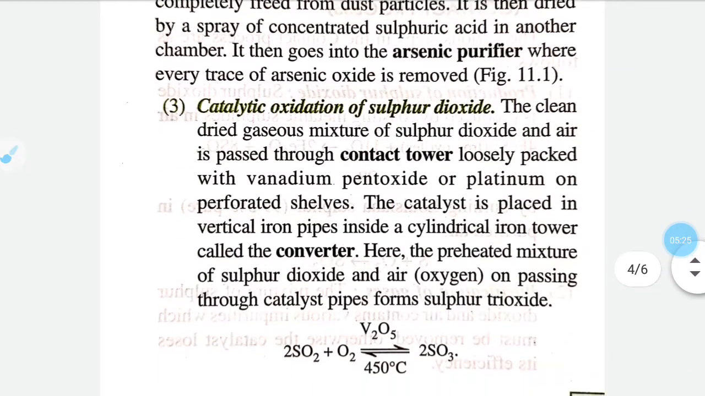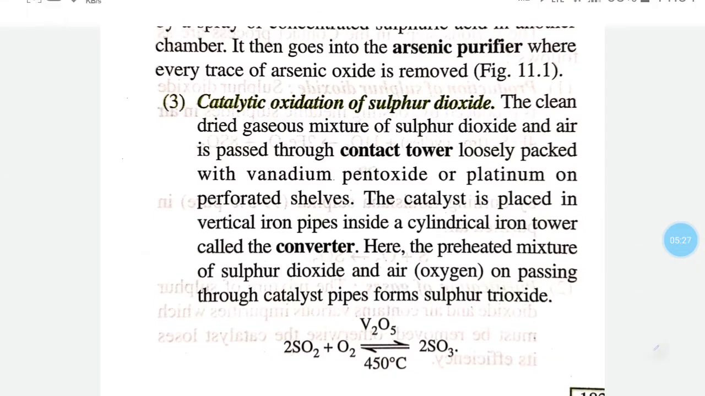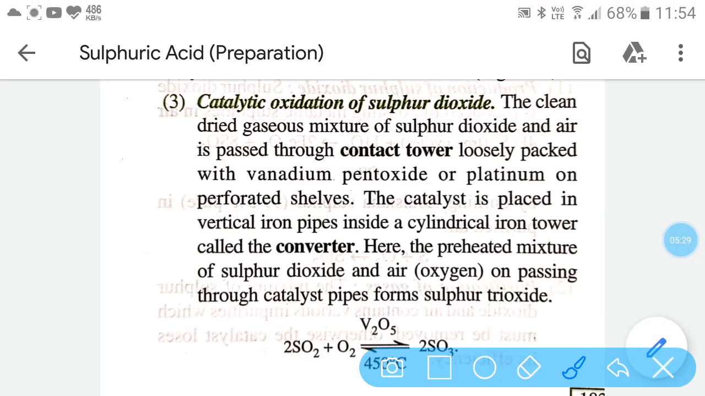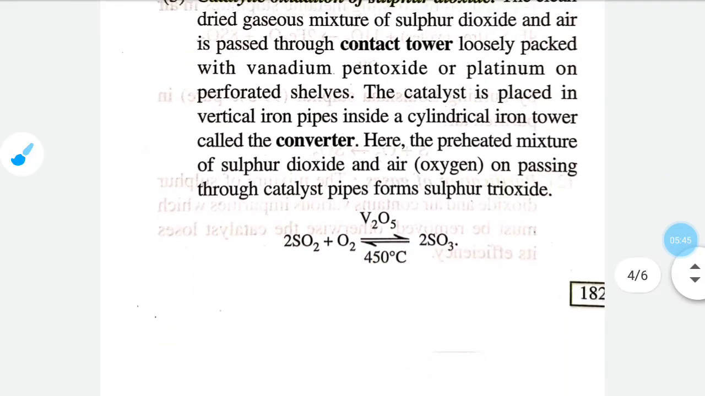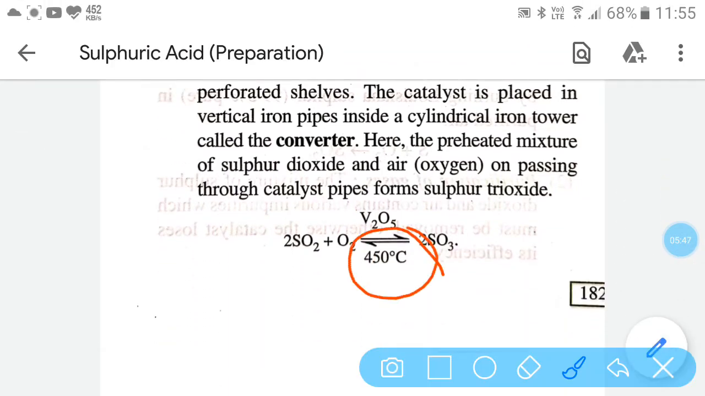Okay, then the next stage is the conversion of sulfur dioxide to sulfur trioxide. It is a critical process. It takes lots of concentration. Here we allow sulfur dioxide to react with oxygen to form sulfur trioxide at 450 degrees Celsius. 450 degrees Celsius is the optimum temperature here.